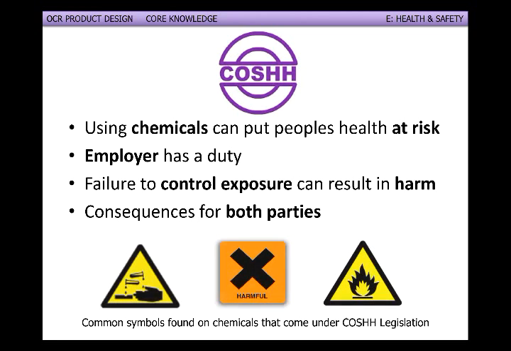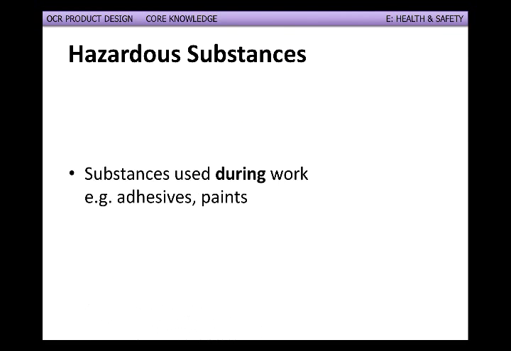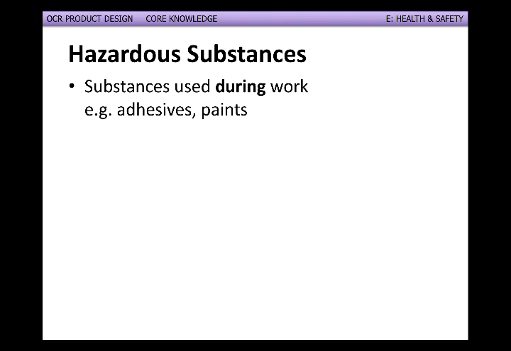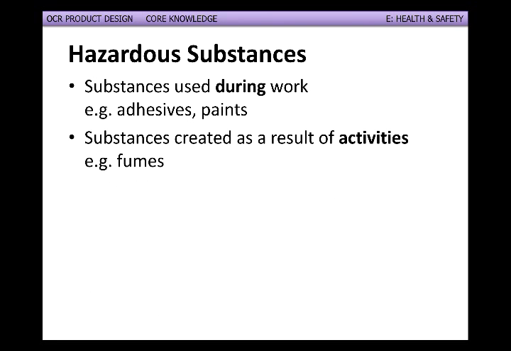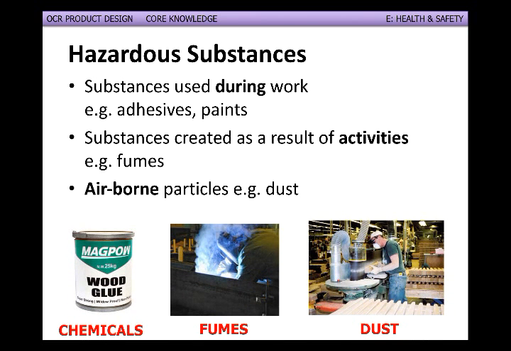You might have seen some symbols like this on tins of paint and various chemicals, and they're there because COSHH says that they have to be there. Now, for us in the workshop, what we're concerned about is substances that are used during work, such as adhesives and paint, and any substances that are created as a result of activities, in other words, fumes. If you were soldering, for example, that's a little bit different to airborne particles, which is dust. The key thing is that a hazardous substance at school or in the workplace is either a chemical, a fume, or dust, and those things have to be controlled, for they are hazardous substances.